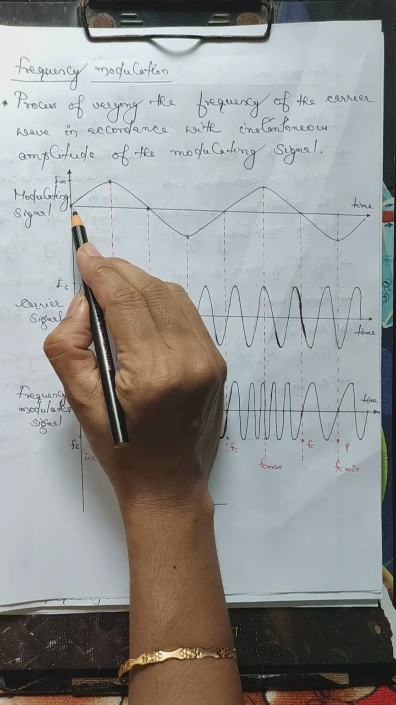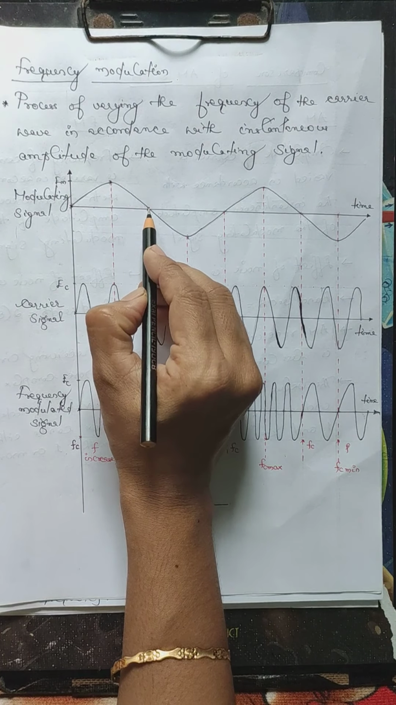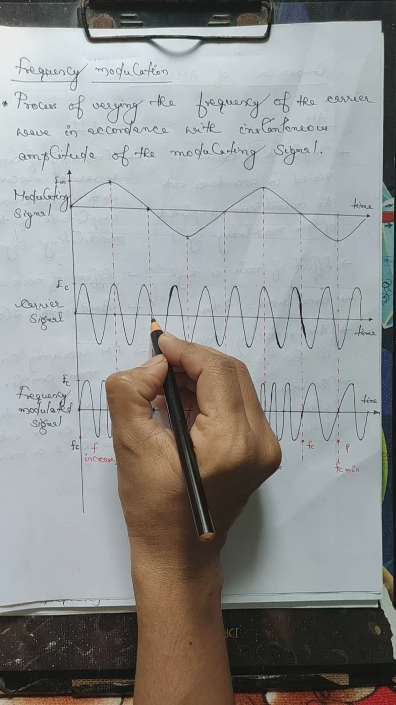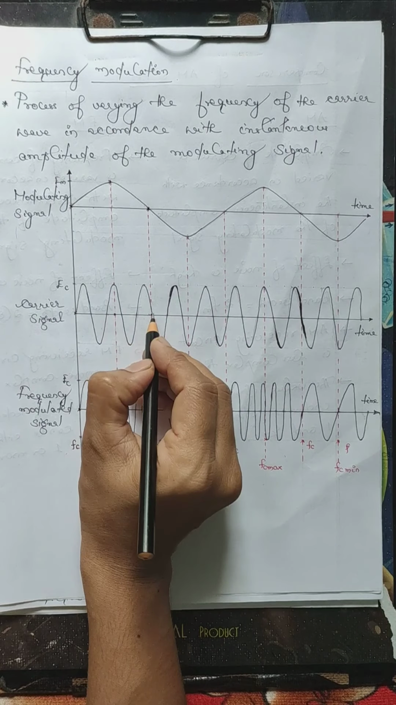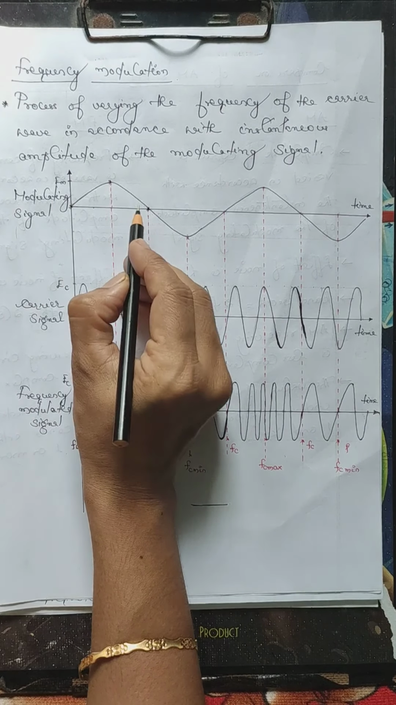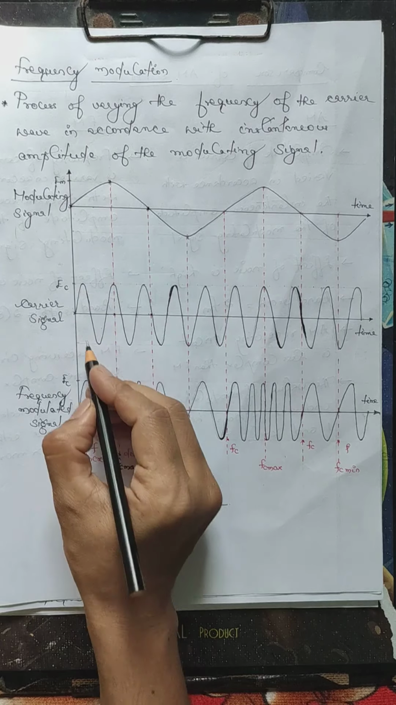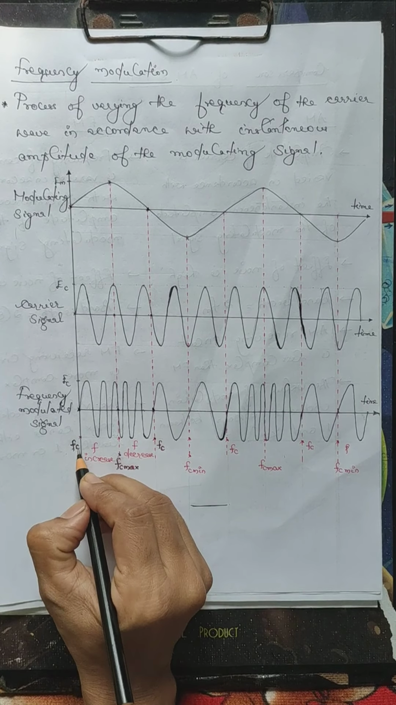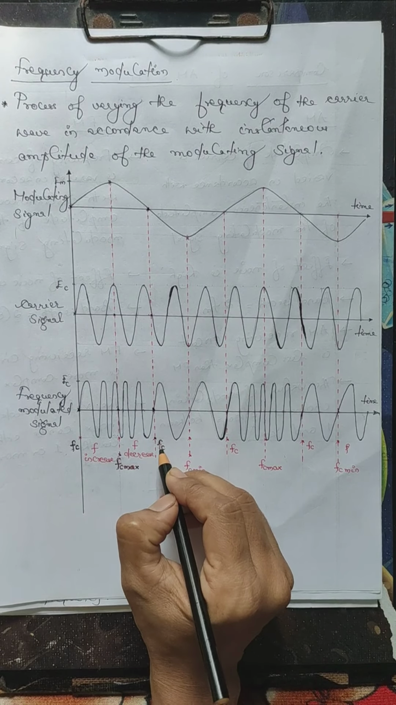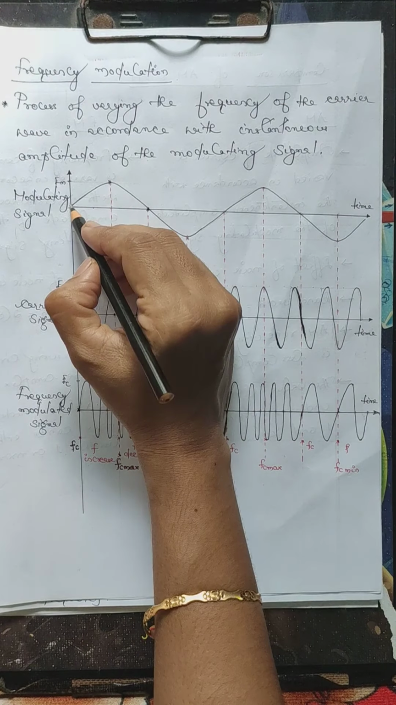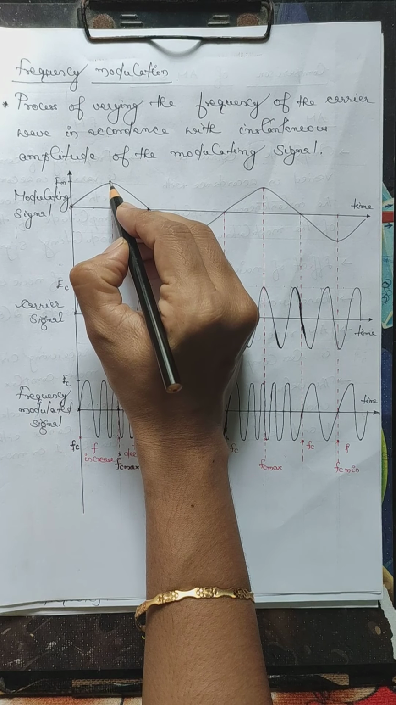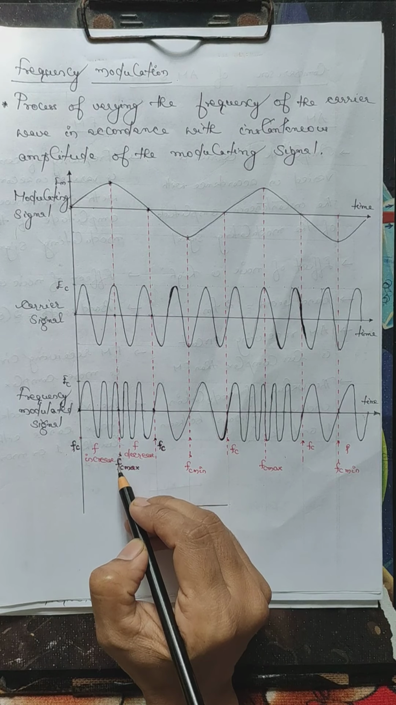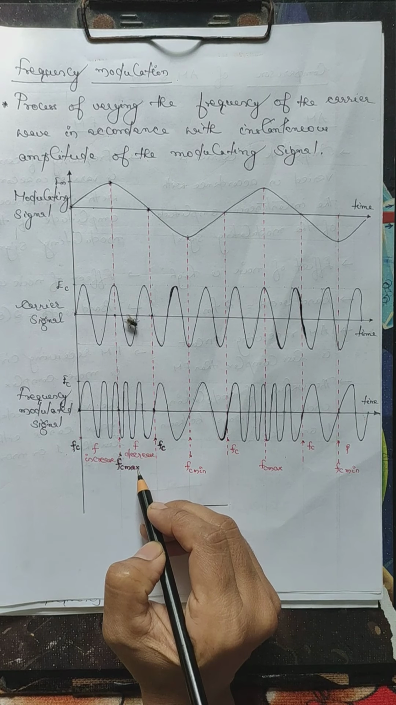And at this point the amplitude of the modulating signal is 0. So the frequency of the carrier should be the same as the actual carrier frequency. So at this point and this point, corresponding to 0 amplitude of the modulating signal, the frequency of the carrier should be the same as the initial frequency of the carrier, that is Fc, which is marked here. So when the amplitude increases and reaches its maximum value, the frequency will be maximum. It should be denoted as Fc maximum.